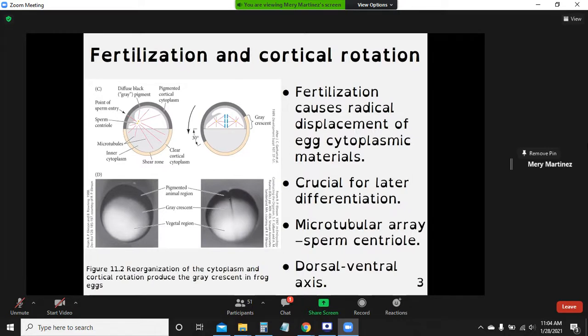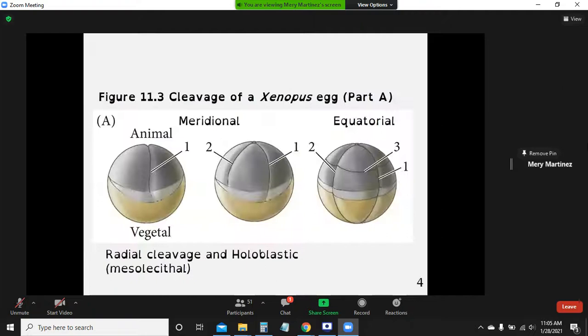So the microtubular array organized by the sperm centriole at fertilization becomes important in initiating the dorsal ventral axis of the larva. So just by the entrance of the sperm, now we have the dorsal ventral axis, period. Pretty easy to determine that way.